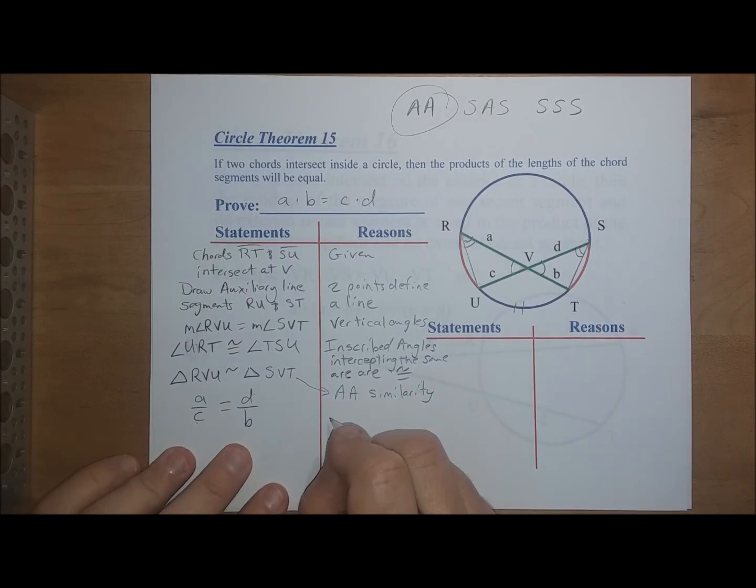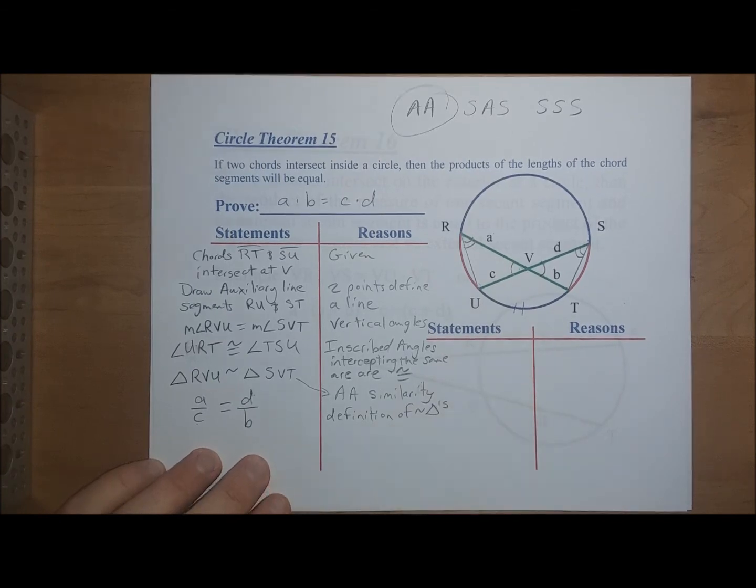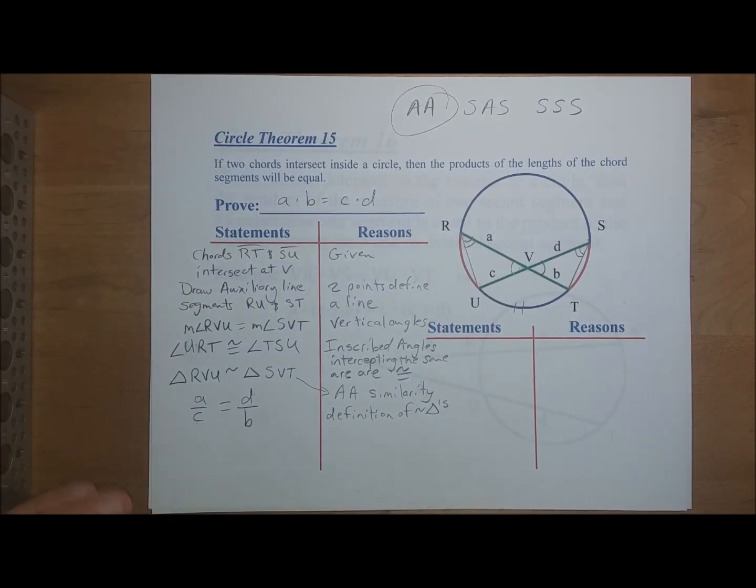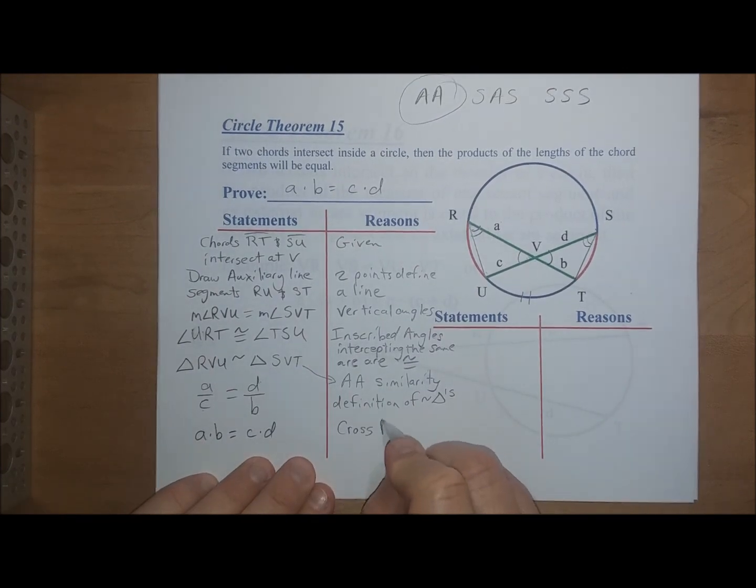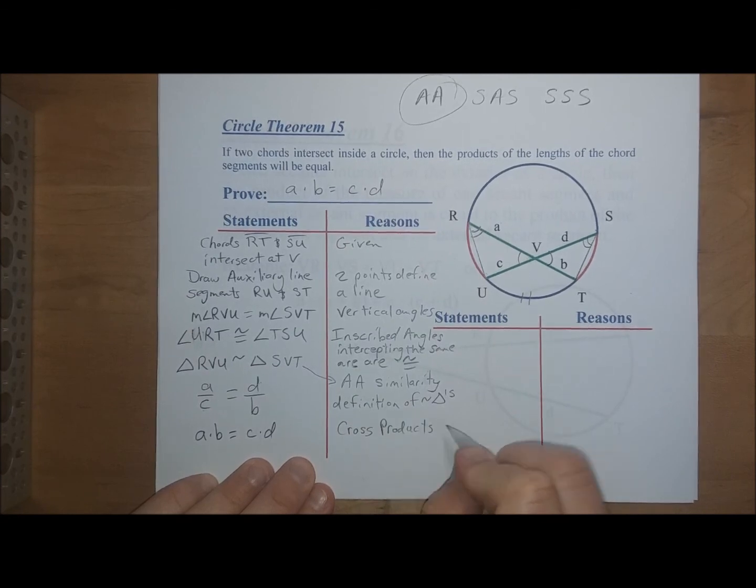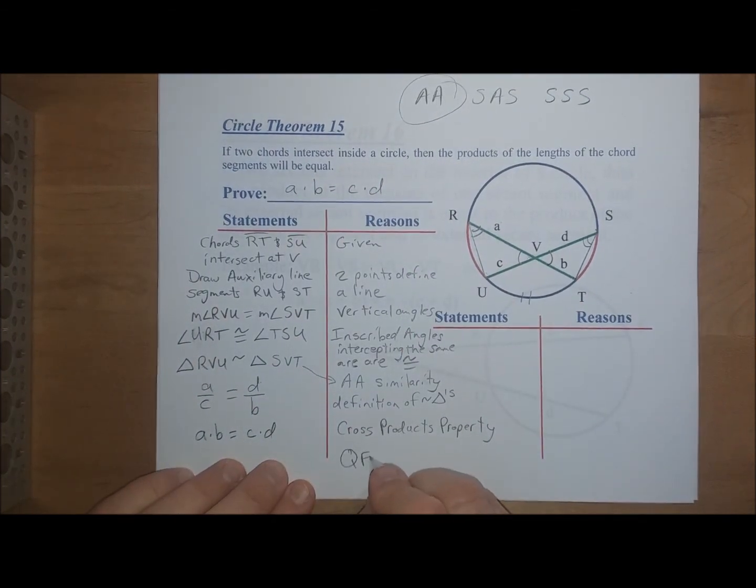How do I know that? That's the definition of similar triangles. If triangles are similar, then their corresponding sides are proportional, and bam, there's one of the proportions, right? So could I say now that A times B equals C times D? Yeah, how do I know that? That is our cross products property, right? Say cross products property. Is that what we were being asked to prove? Spot on. QED.